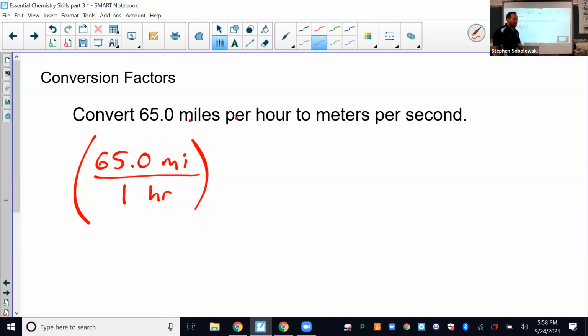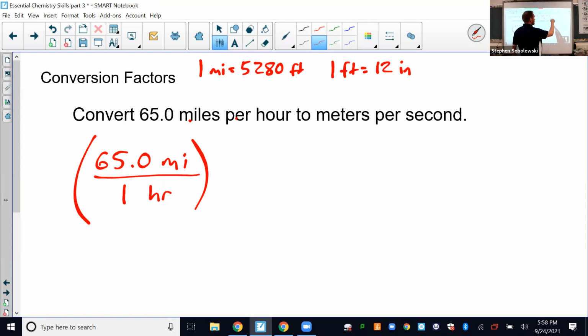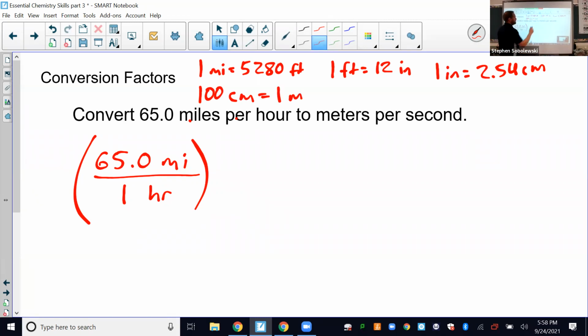Miles to meters. How many meters in a mile? I have no idea. So we're going to piece this together stepwise. We can start in miles and go to feet. You should know that one. 1 mile is 5280 feet. I know that if I have feet, I can go to inches. 1 foot is 12 inches. I remember from last time, the bridge to go from American to metric is that 1 inch is 2.54 centimeters. And I know that there's 100 centimeters in a meter. These 4 steps will get our miles into meters.